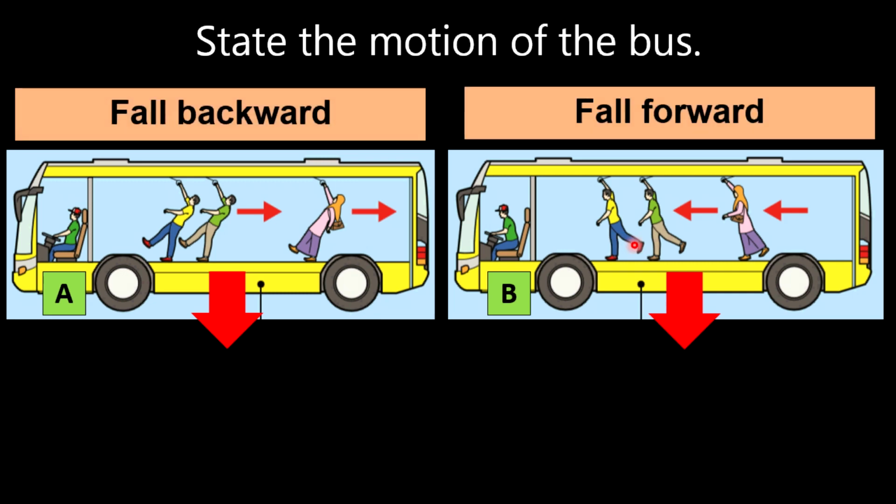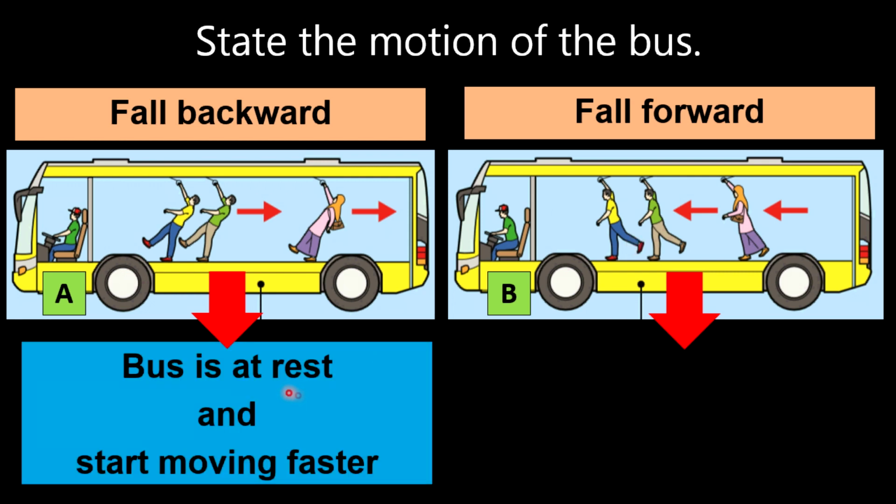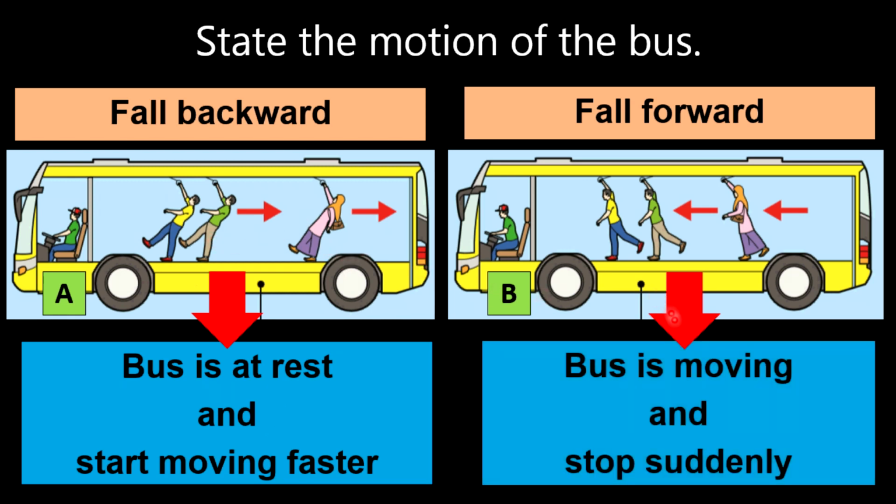Alright, so can you guess what motion the bus is having? Yes, correct. Diagram A shows that the bus is at first at rest and starts moving faster. So that is the reason why the body of the passengers moves backward. And diagram B shows that the bus is already in motion and suddenly stops. So that's why the passengers' bodies move forward.